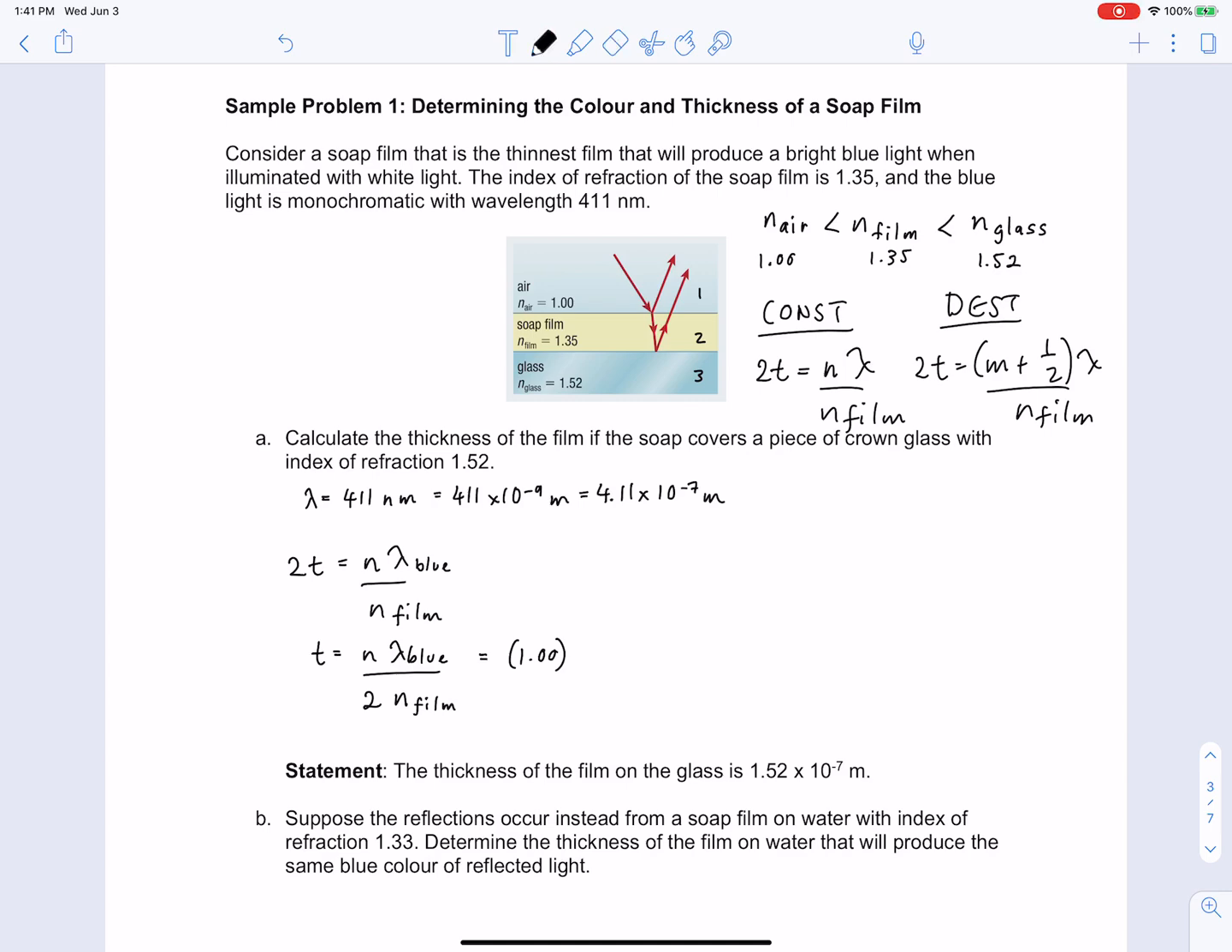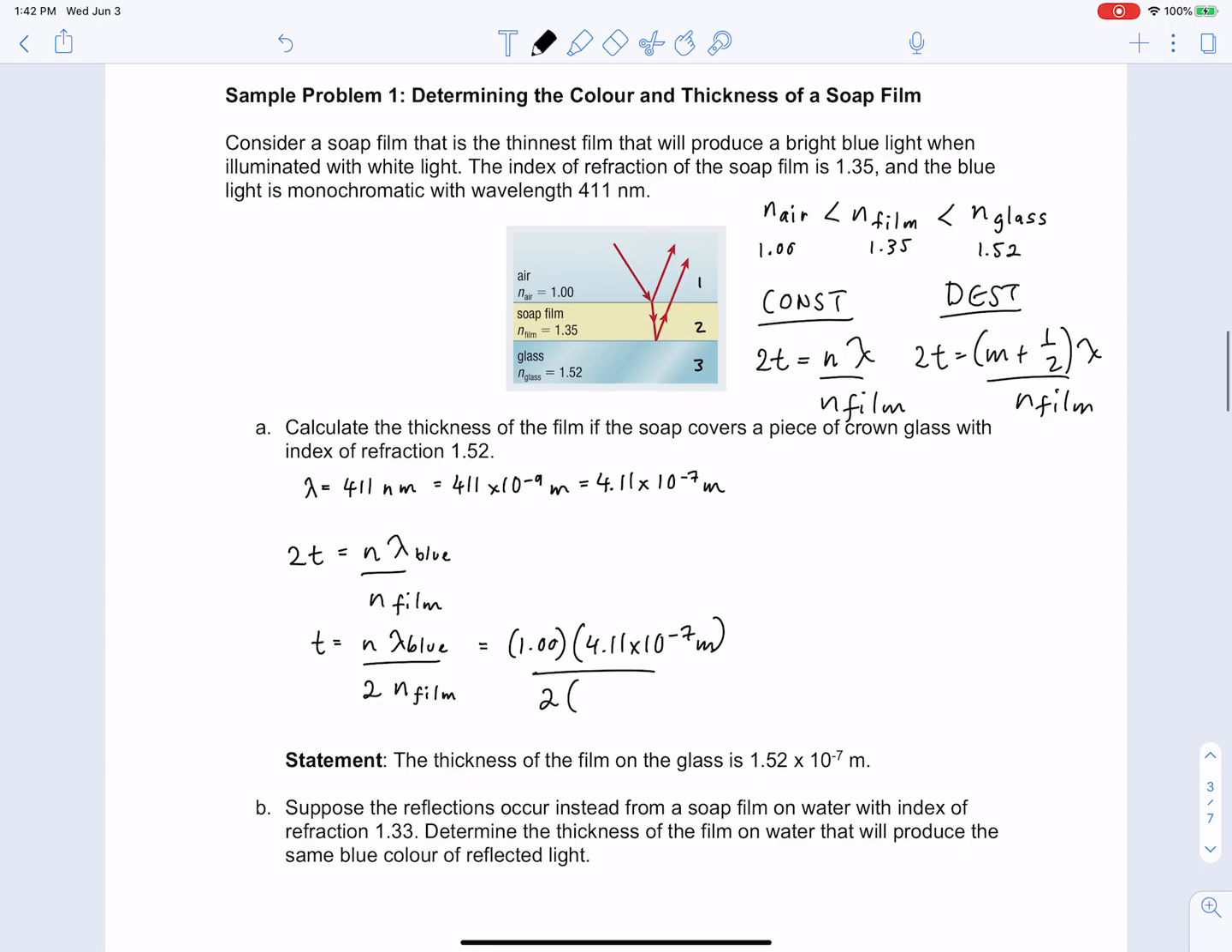The wavelength of blue light is 4.11 times 10 to the power of negative 7 meters, divided by 2 times the index of refraction for the film, which is 1.35. If we punch this into our calculator, we end up with a thickness of 1.52 times 10 to the power of negative 7 meters. Therefore, the thickness of the film on the glass is 1.52 times 10 to the power of negative 7 meters.